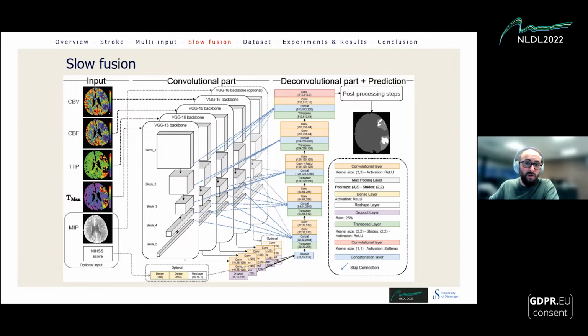The slow fusion approach is used to extract local features from the VGG16 separately. So for each parametric map, each image, features are extracted by themselves, but then they're concatenated together using skip connections and feature concatenation in the deconvolutional part. So what we have at the end is a multi-input that generates a single two-dimensional image containing the different regions that we want to segment.